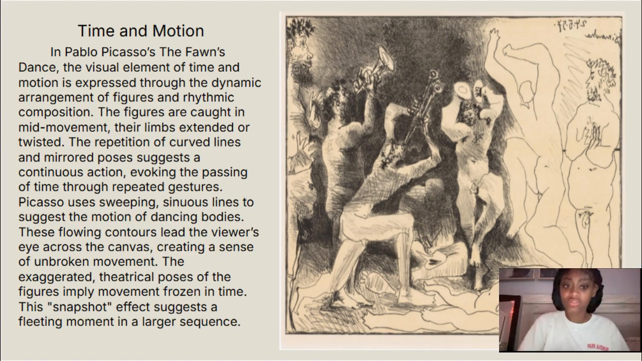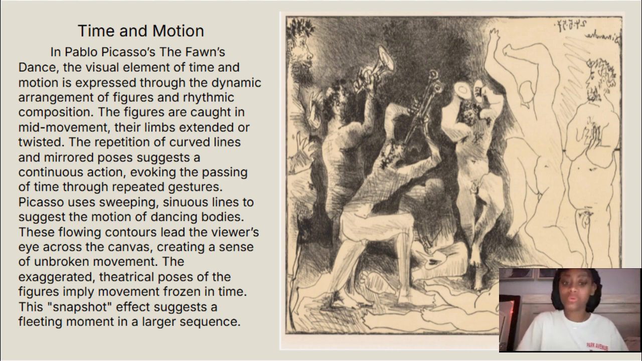In Pablo Picasso's The Fawn's Dance, the visual element of time and motion is expressed through the dynamic arrangement of figures and rhythmic composition. The figures are caught in mid-movement, their limbs extended or twisted. The repetition of curved lines and mirrored poses suggests a continuous action, evoking the passing of time through repeated gestures.